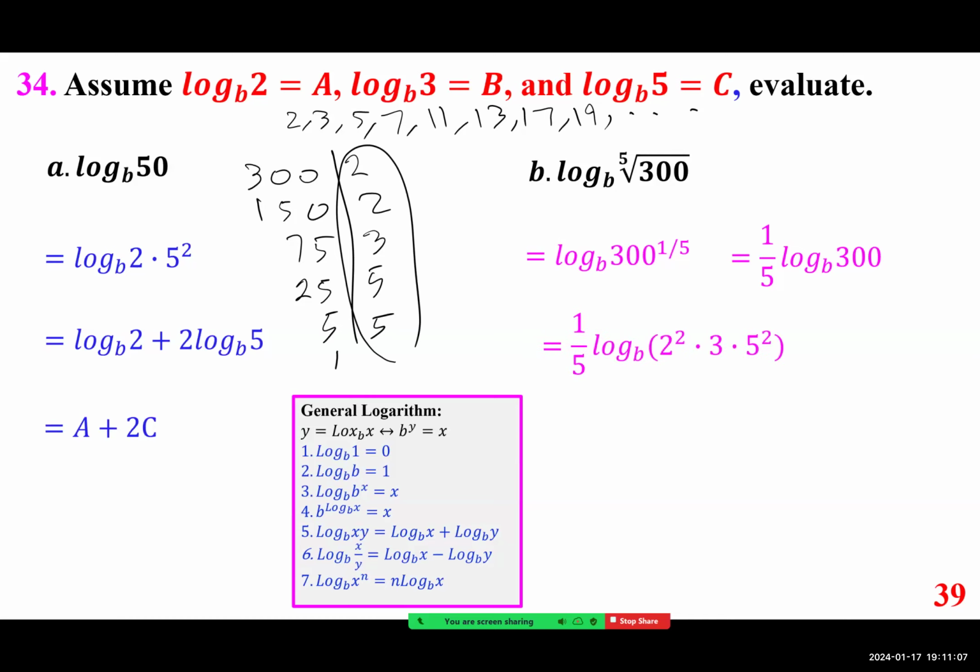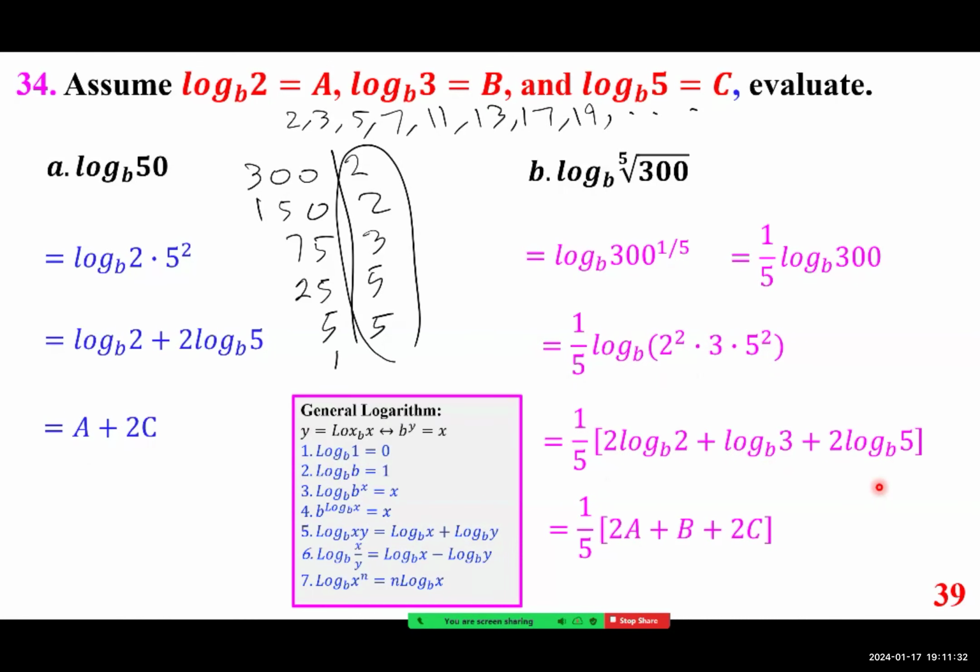So that means this is 1/5 of log of this plus log of this plus log of this. This one gives you 2 log 2. This one gives you log 3. This one gives you 2 log 5. All of them the same base, namely b. As you know, this is a, this is b, this is c. So we have 1/5 times 2a plus 1b plus 2c. Very straightforward, everybody.